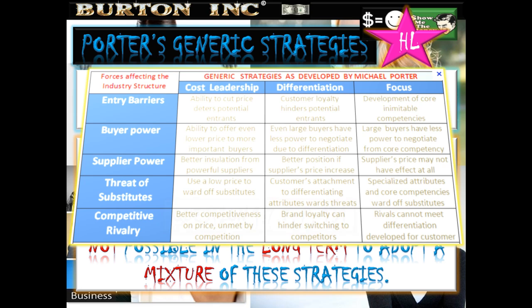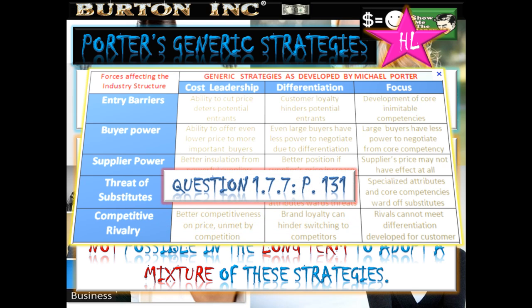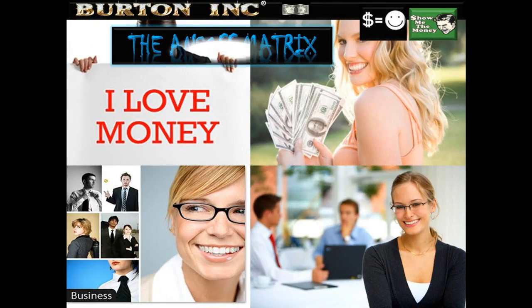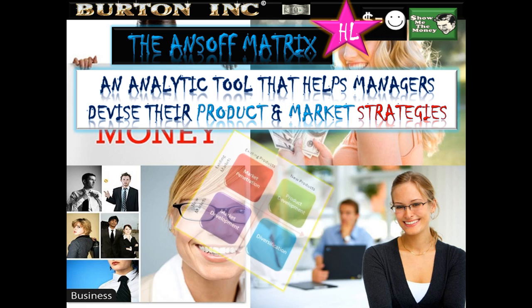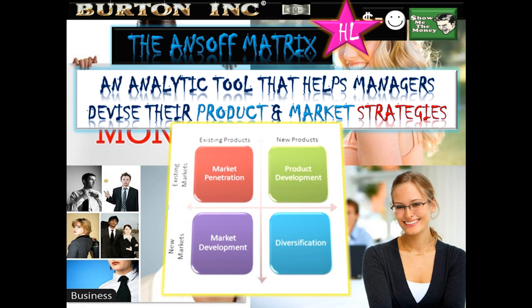And we come to the Ansoff Matrix, and this is another higher level topic. The Ansoff Matrix is an analytical tool that helps managers devise their different product and different market strategies. It really is a model that's used to show the degree of risk associated with the four growth strategies of market penetration, market development, product development, and diversification. So 4 different growth strategies: market penetration, market development, product development, and diversification.